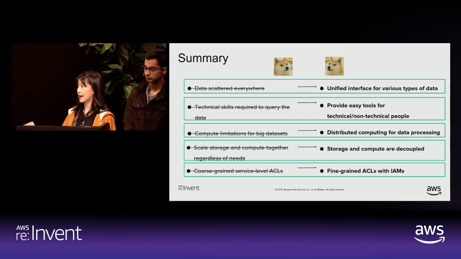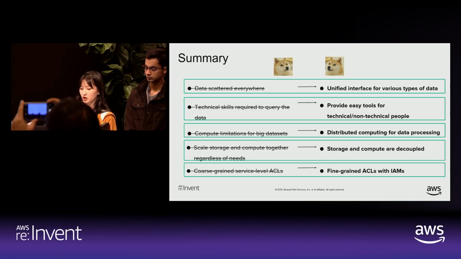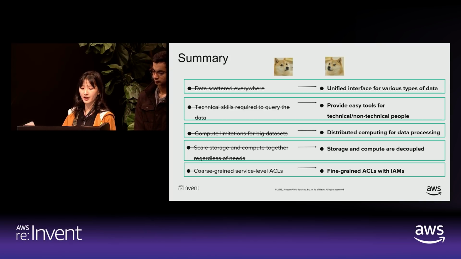So to summarize the problems we have solved with our data lake project, there are several things I want to highlight. The first one, as we just mentioned: previously data was scattered everywhere, but right now we have a unified interface for various types of data. The second is that previously it required lots of technical knowledge to get the data, so all data requests needed to go through our data scientists to get the result. But right now, no matter whether you come from the legal team, accounting team, or finance team, it's very easy to access the data and find the answer on your own.